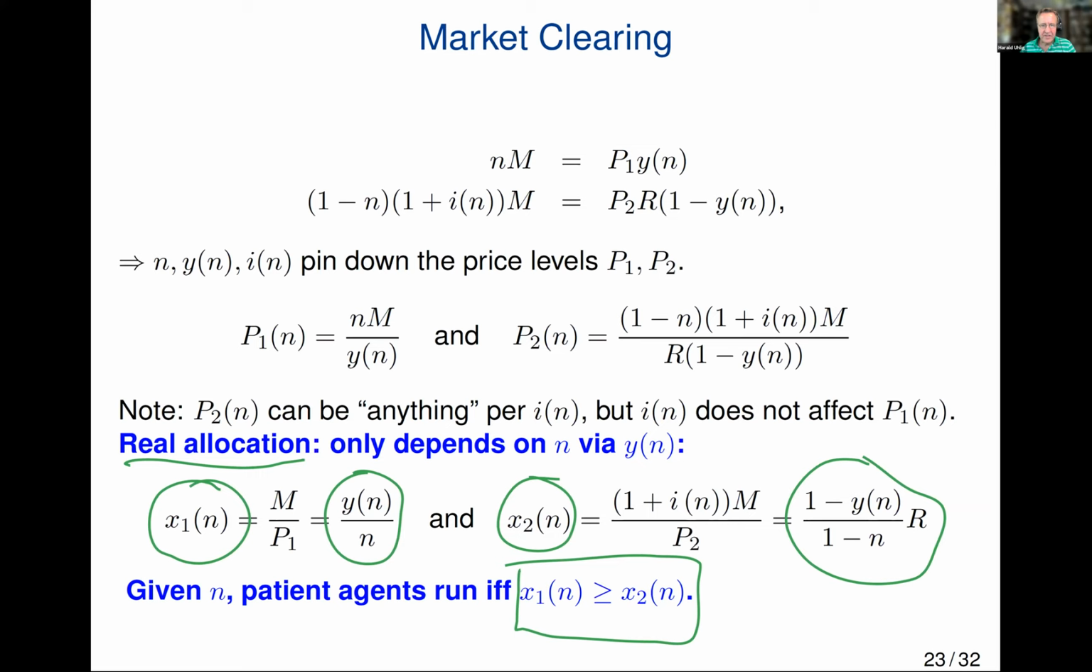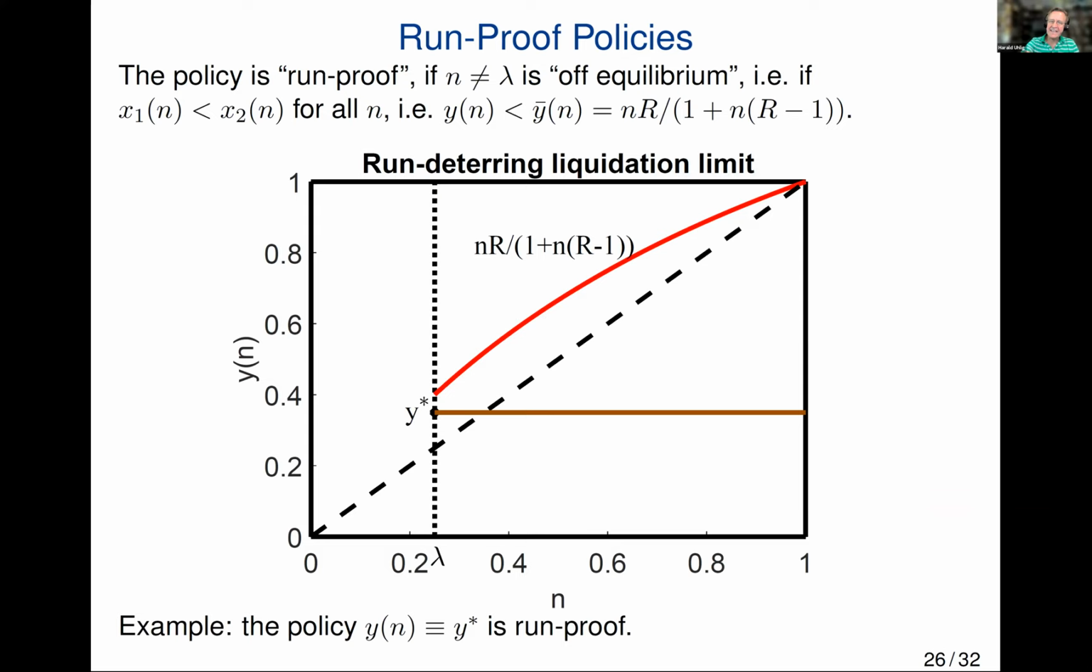So let me spend the two minutes here. The central bank can avoid this run by liquidating less than this red line. So if they're below this red line, then they can make sure that x1 of n is below x2 of n, no matter what the n is. So this is a dominant strategy, run avoidance, if you like, and it's run-proof. Right, so only yn equals y star will happen. Now you get the efficient solution. Great, that's in particular true if you only liquidate a constant amount.